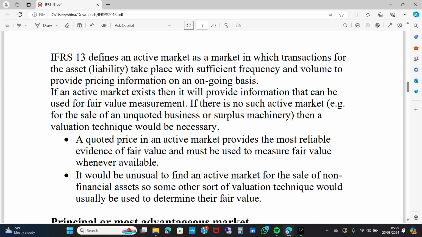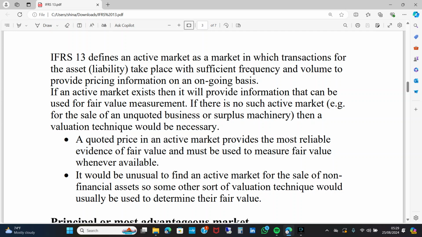Now let's go. What is an active market? Write down, the first market we have is the active market. An active market is a market in which transactions for the asset or liability take place with such frequency and volume to provide pricing information on an ongoing basis. I'll come again. Write this down please. Let me explain now.